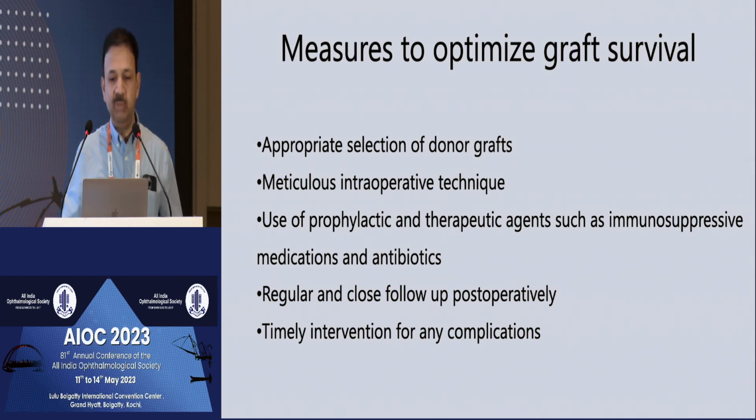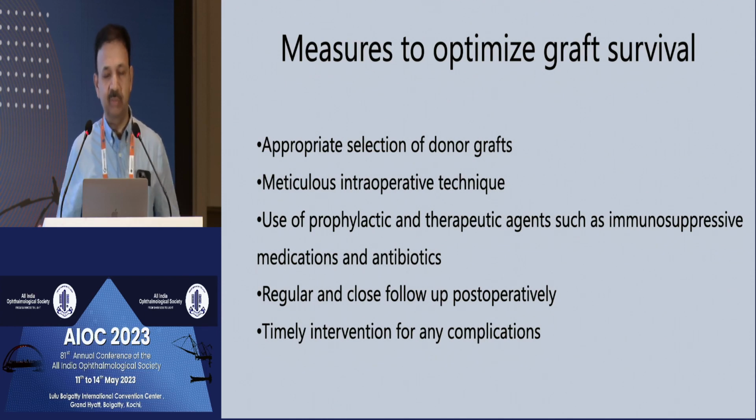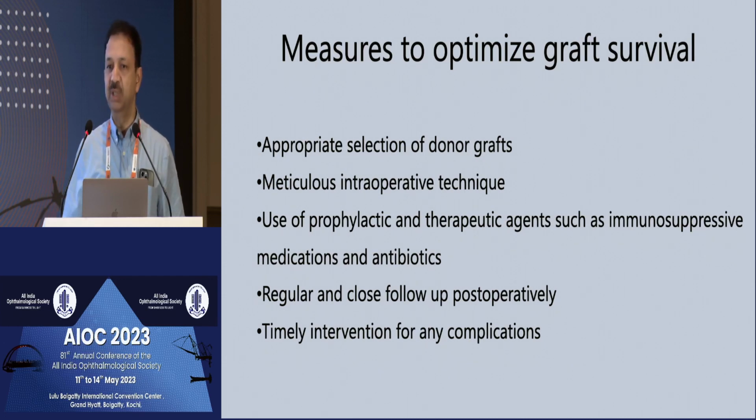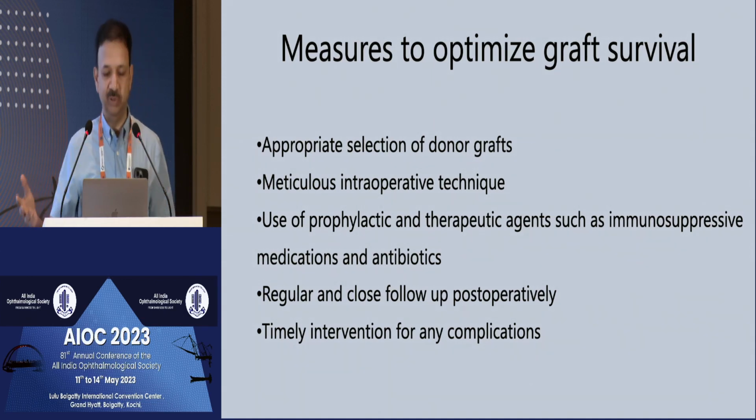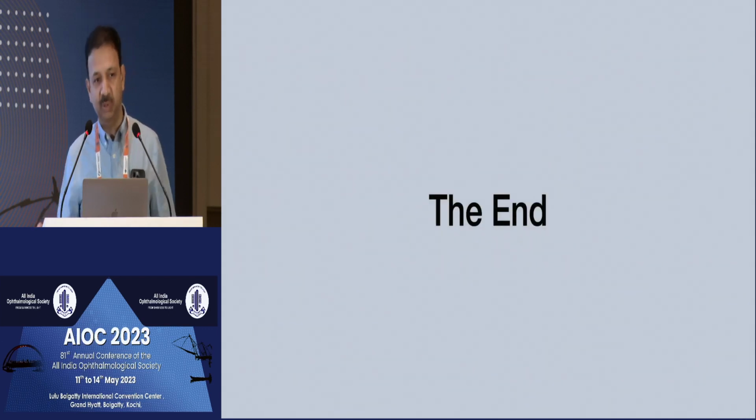So basically, to optimize graft survival, I think appropriate selection of the donor graft, meticulous intraoperative technique, and use of appropriate prophylactic and therapeutic agents, especially immunosuppressive medications and antibiotics as and when necessary, are important. Regular and close follow-up is very important. It's important to spend time with the patient, explaining all the possible things that can happen and why they need to respond immediately, why they should have extra bottles of medication with them, because often patients say, oh, I ran out of medication and it was not available, so I didn't apply it. And timely intervention for any of these complications. Thank you for a patient hearing.